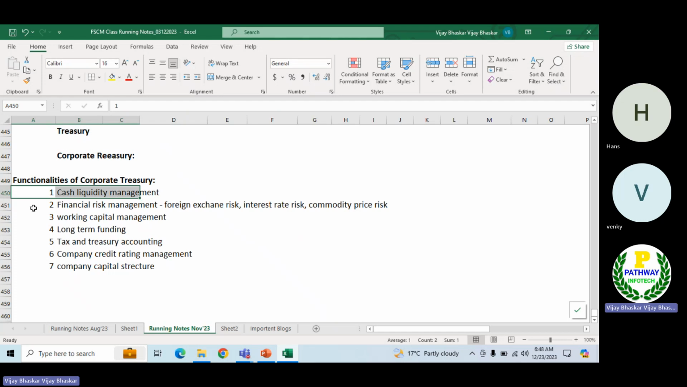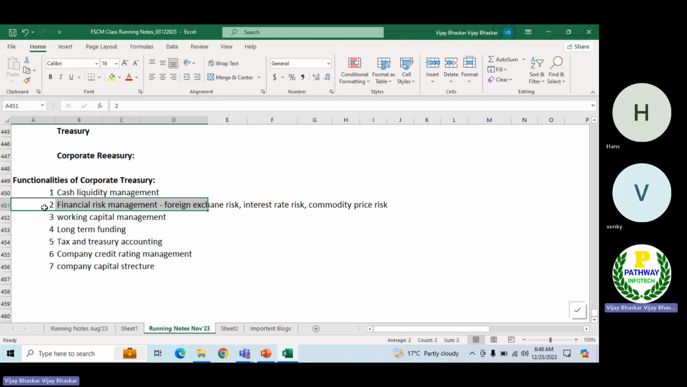Now coming to financial risk management. There are two types of risks involved for each and every business organization. One is operational risk, another one is financial risk. But the treasury deals with financial risk management. It does not deal with operational risk.